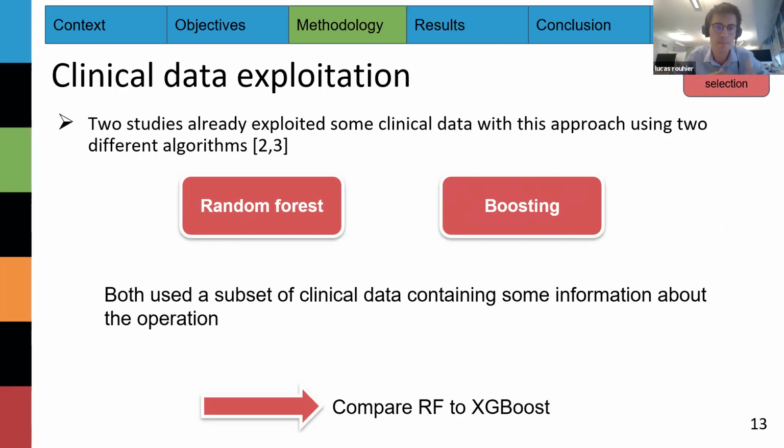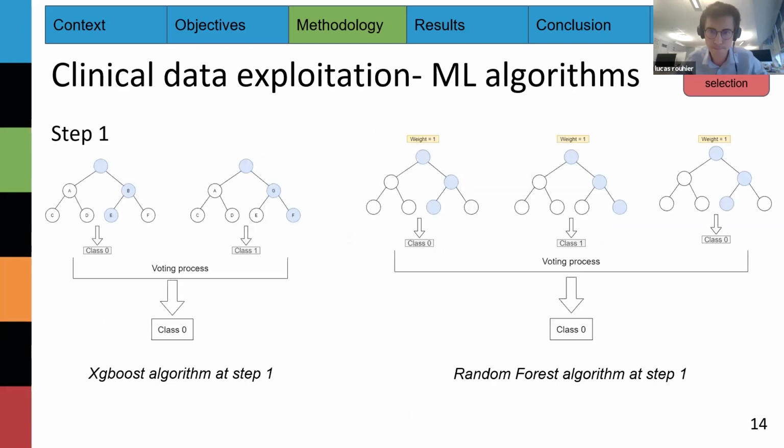But they both used a subset of clinical data containing some information about the operation, which is a bit surprising because we are trying to make a pre-surgery prognosis, so we won't have any information about the operation. We will see in the results what happens when we remove that information. For our study, we decided to compare random forest to XGBoost because it seemed to be a pretty efficient algorithm in cases such as this one, as it has been seen in biomedical applications.